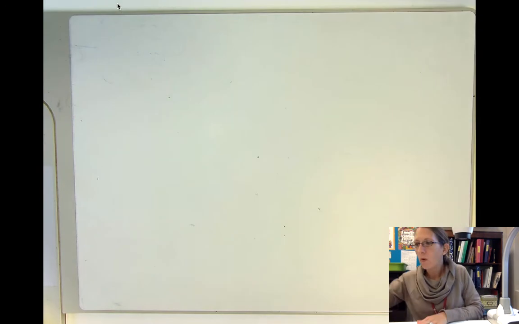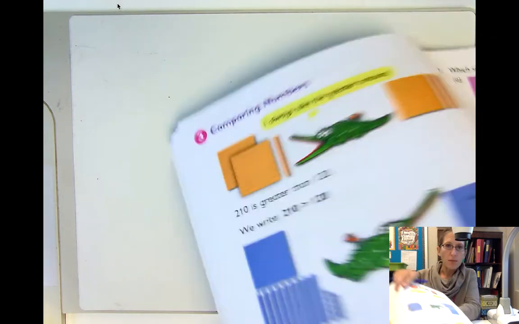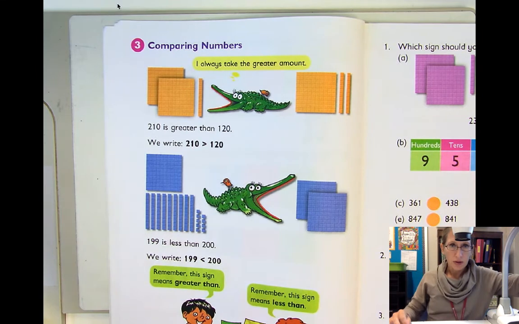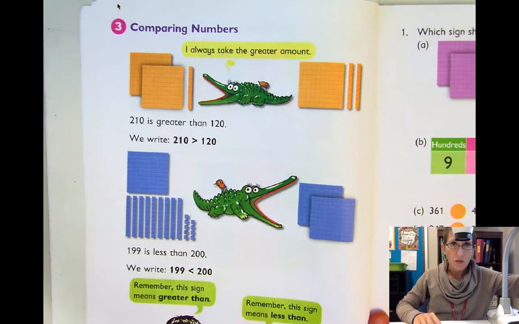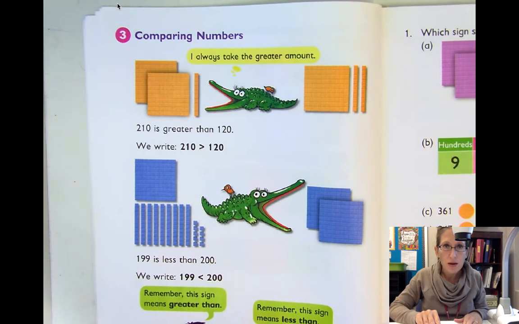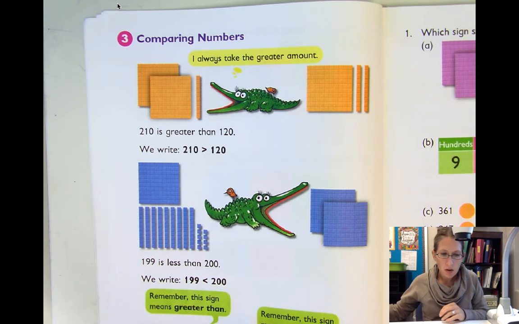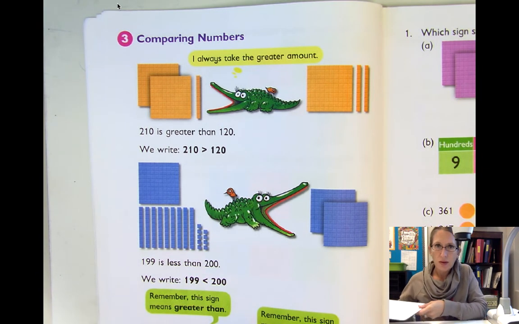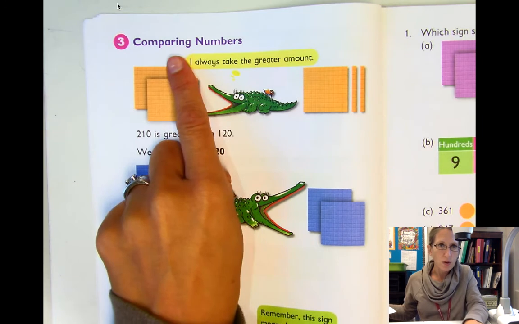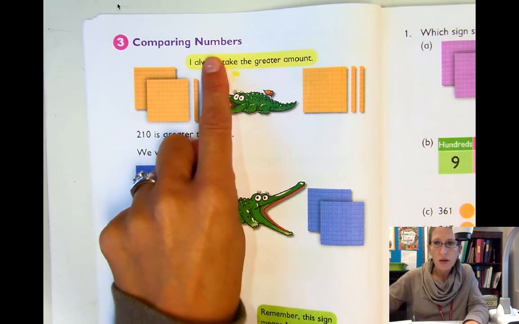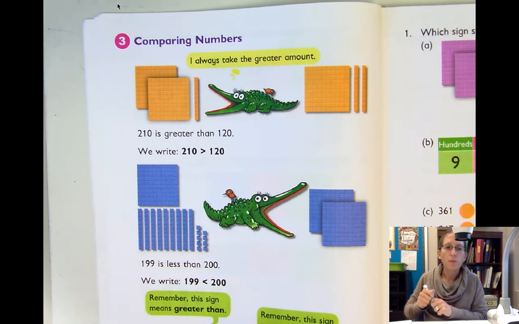And we are going to look at a few problems in our textbook today. I am looking at page 20. If you'd like to follow along with me, you can look at page 20. Actually, before we even look at page 20, you can see what we're thinking about today: comparing numbers. And comparing numbers means we're thinking about which number is bigger and which number is smaller.